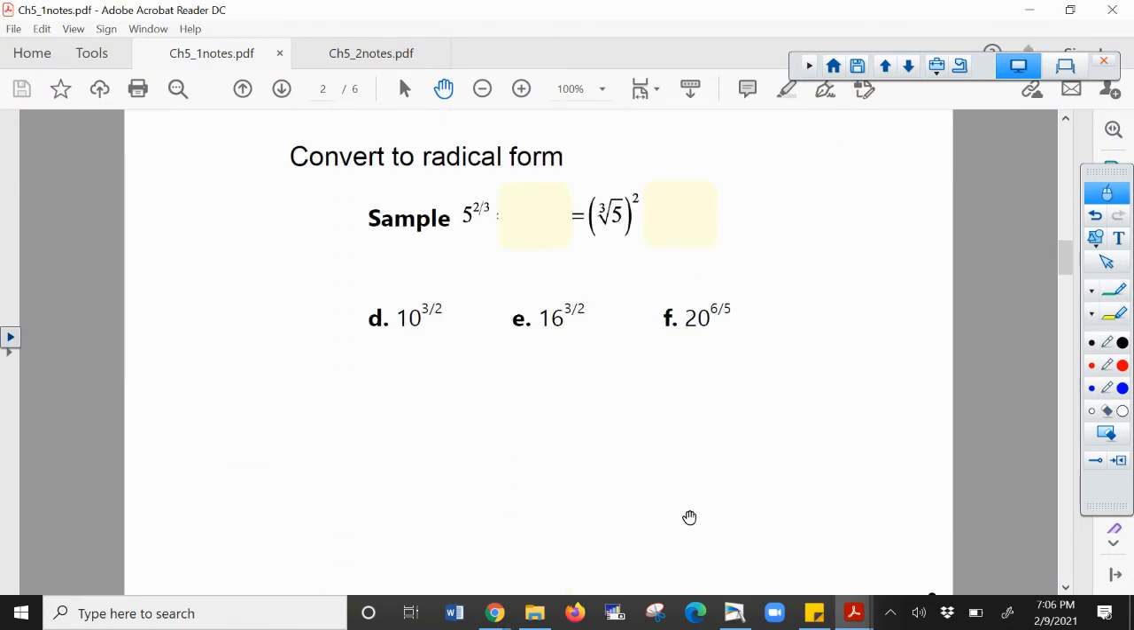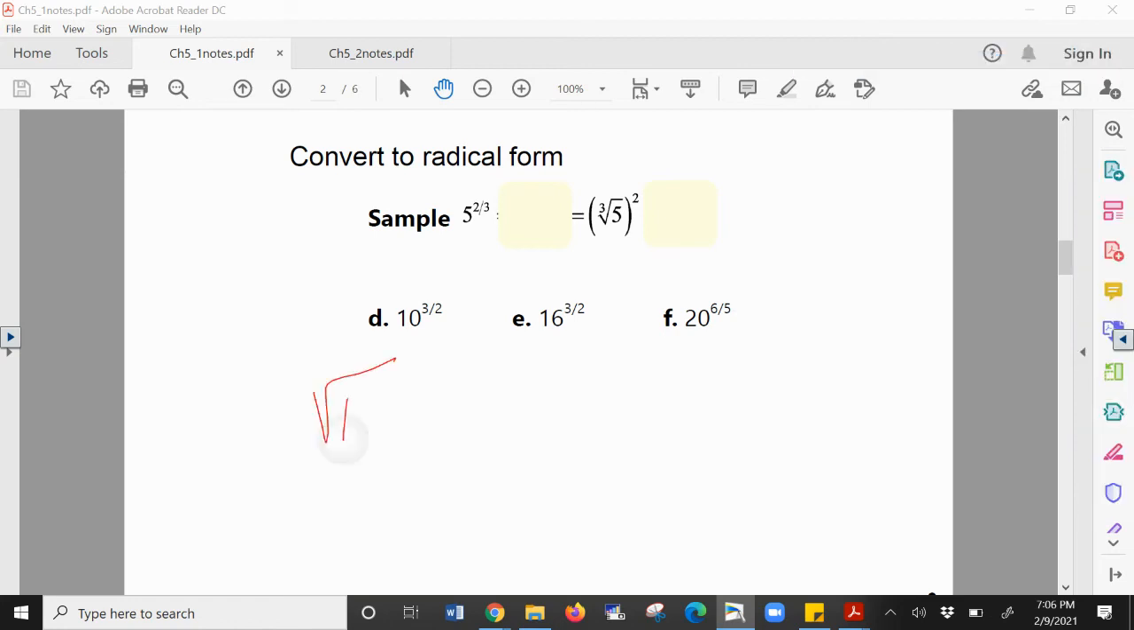So converting to radical form, once again, this is what we were doing in the table, but make sure that you know how to do these. If you need practice with this, pause the video and do that. Otherwise, you can skip this part. So this one is the square root of 10 to the third, or the square root of 10 whole thing to the third, however you want to write it.